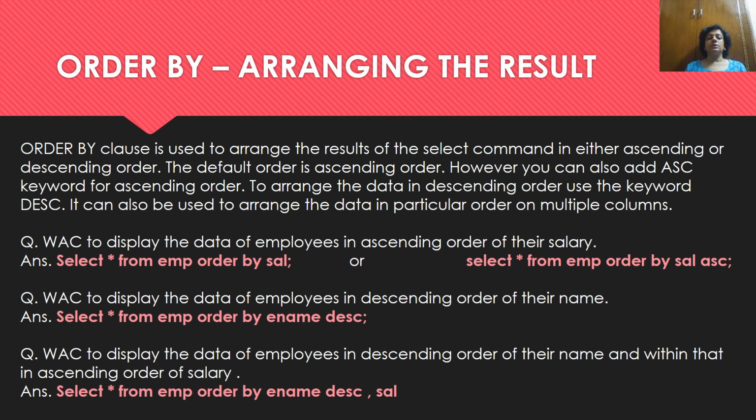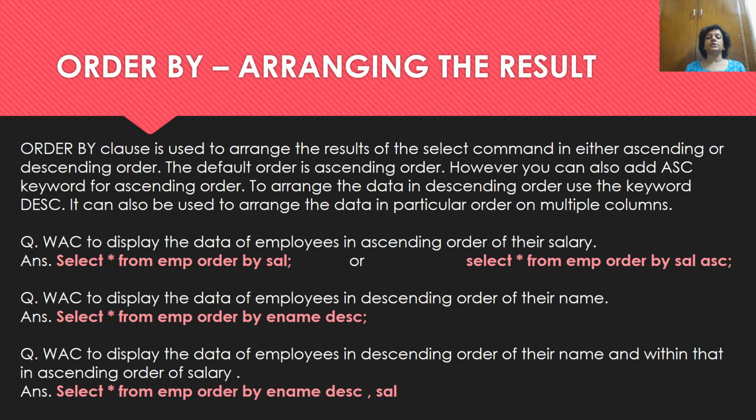Order by clause. This clause is used to arrange the results of the select command in either ascending or descending order. The default order is ascending order. However, you can also add ASC keyword for ascending order and similarly DESC keyword for arranging the data in descending order. It can also be used to arrange the data in particular order on multiple columns.